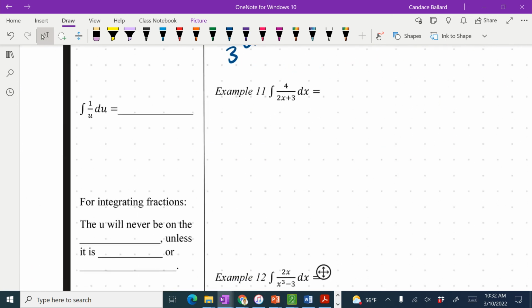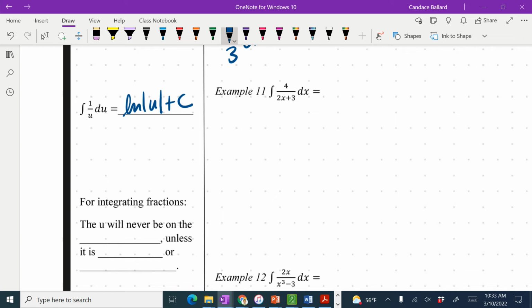We had something last week that we talked about. 1/u or 1/x. What was that integration? Do we remember? Yeah, natural log absolute value, technically, of u plus c. A lot of times books will go through and say u is some inside function.